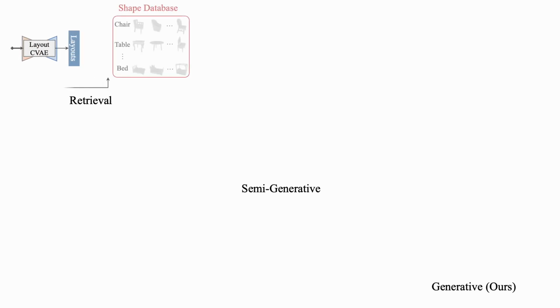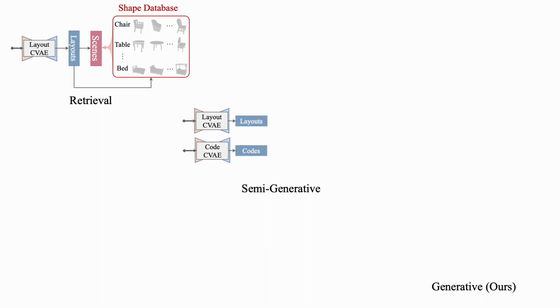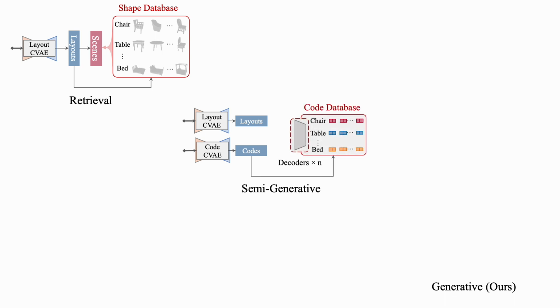Retrieval methods use a single-branch layout network to generate bounding boxes of objects and rely on an extensive database to retrieve objects whose sizes are closest to these boxes. Semi-generative methods, represented by Graph2Scene, use two branches to generate layouts and shape embeddings in the meantime. Afterwards, they use these generated shape embeddings to retrieve the closest embeddings in the database and use multiple categorical decoders to decode the objects and fit them in the boxes to finish the task.